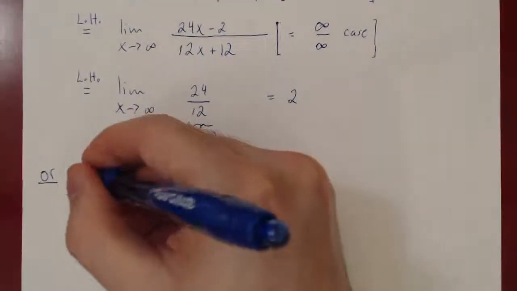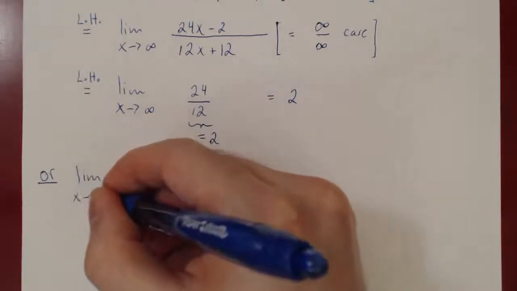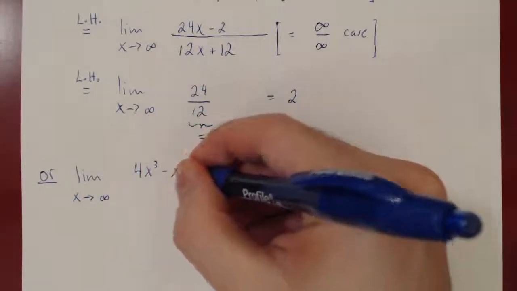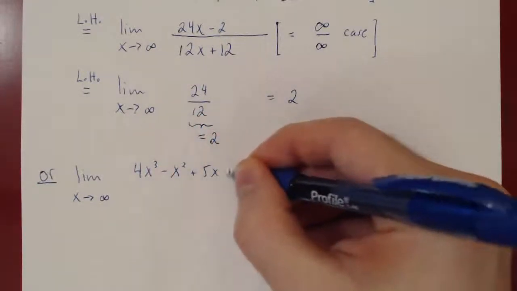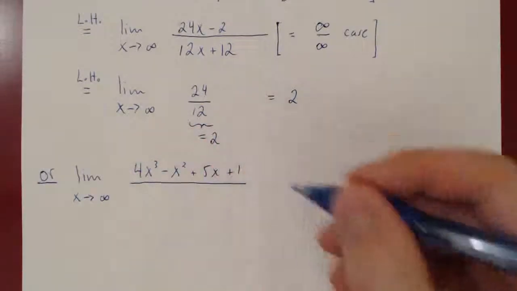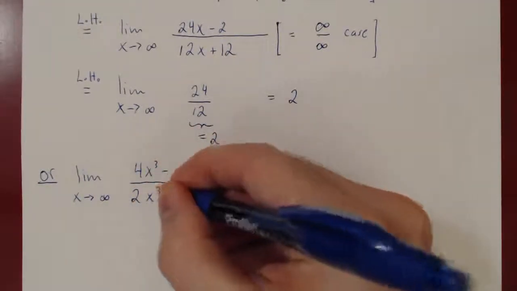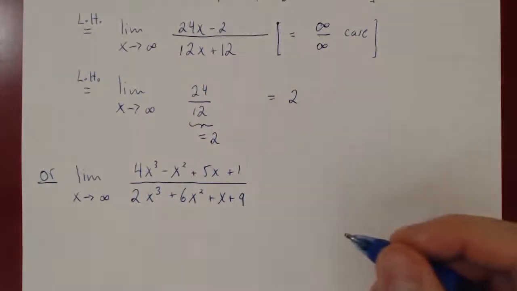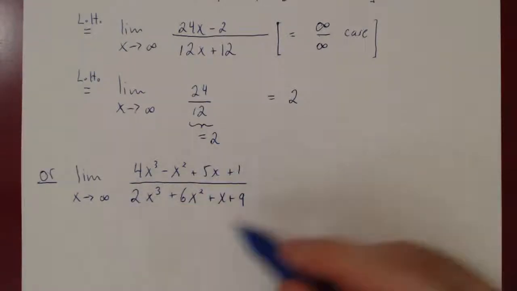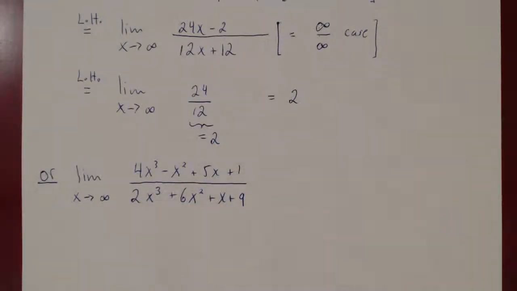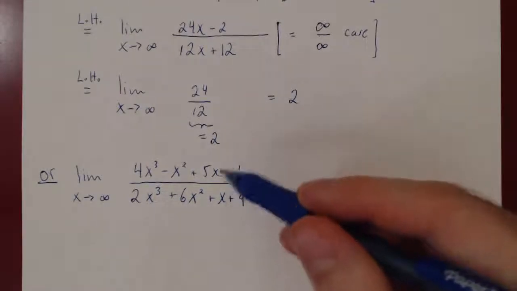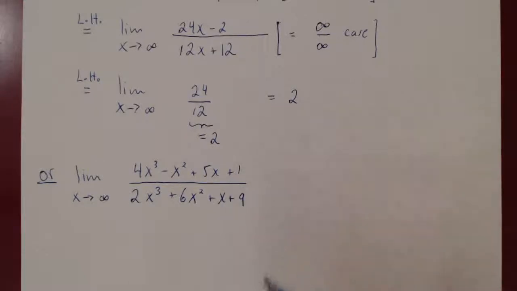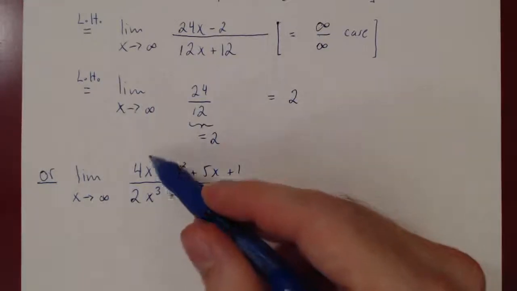So we have the limit as x goes to infinity, it was 4x cubed minus x squared plus 5x plus 1 over 2x cubed plus 6x squared plus x plus 9. As we said before, we have here an infinity over infinity case, and now we say forget L'Hopital's rule. We know how to handle cases like this. All we have to do is divide the top and the bottom of our fraction by the largest power of x, and that is 3.